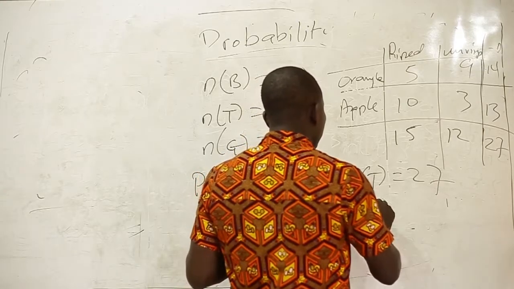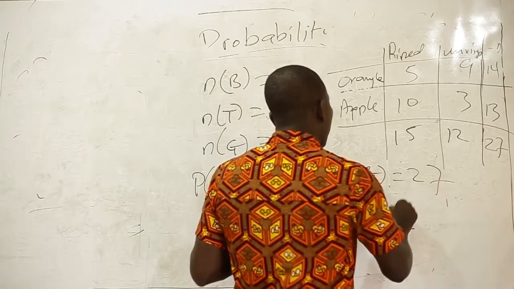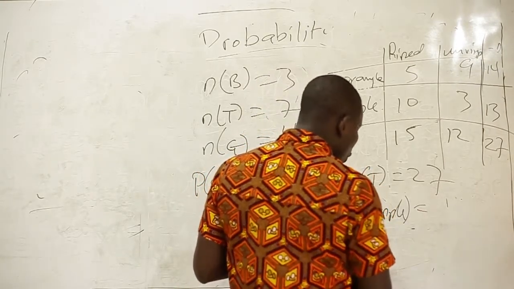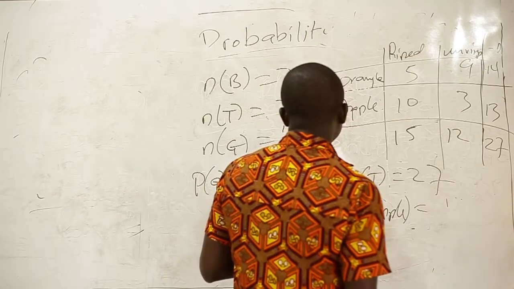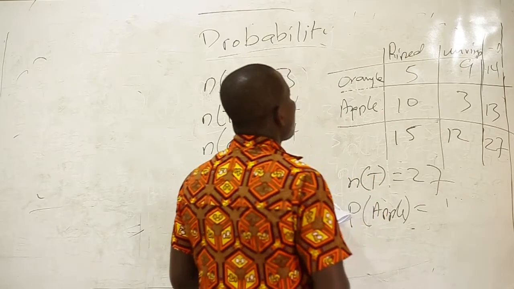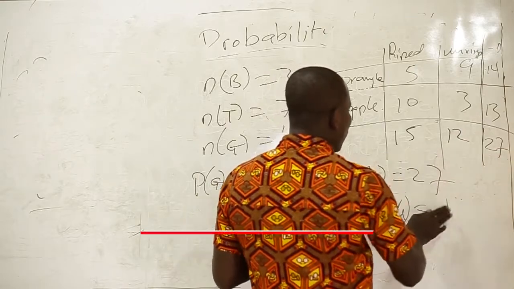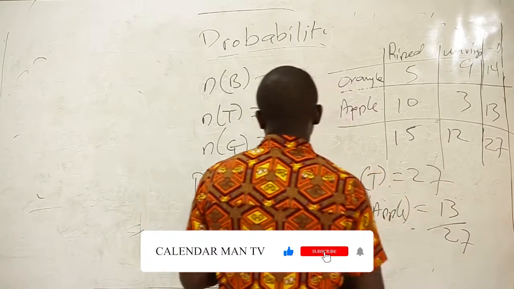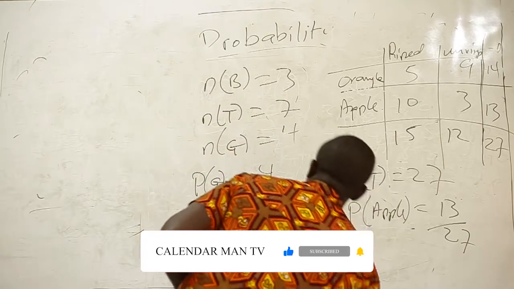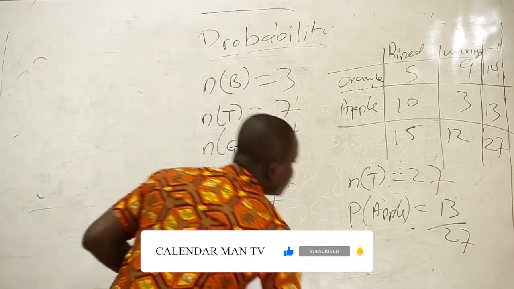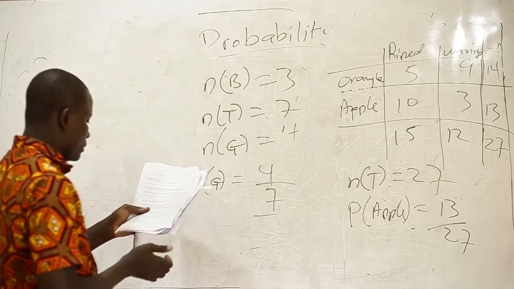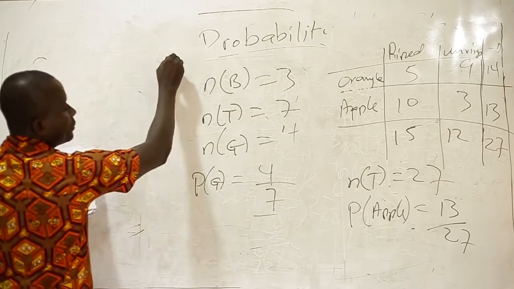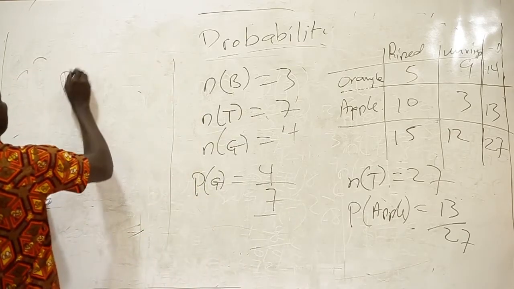So P(apple) is equal to the number of apples. How many apples are we having? Total number of apples is what? It is 13 over 27. Exactly. Total number of apples is what? 13. And then the total is 27. Then the next one.